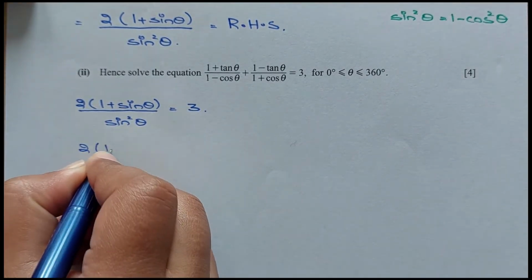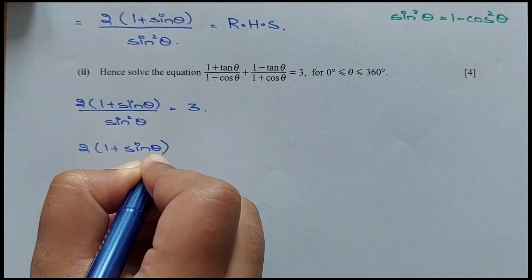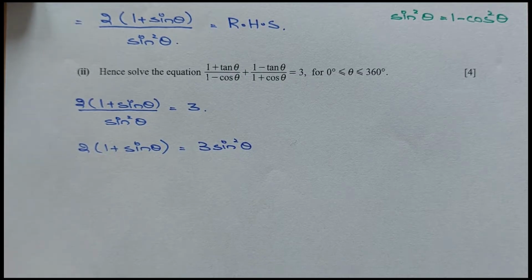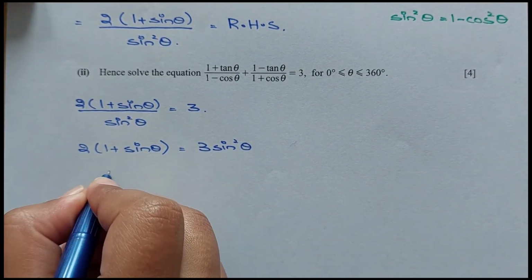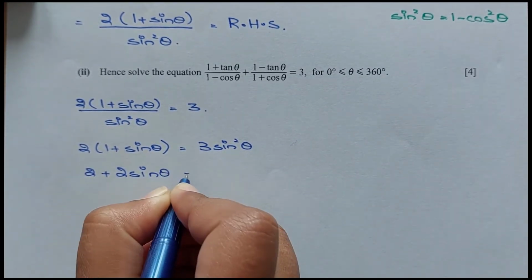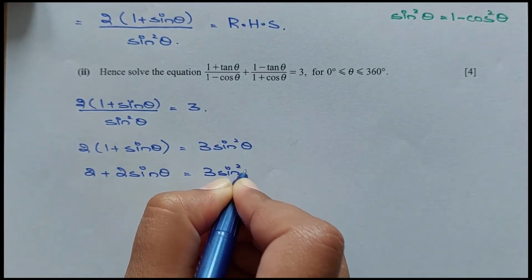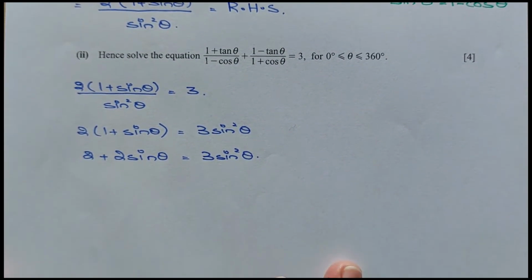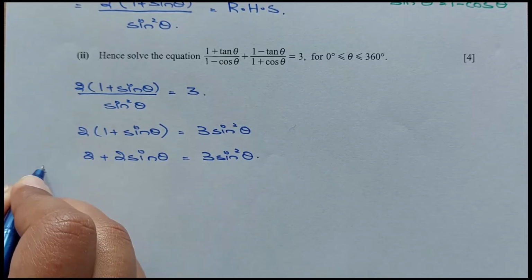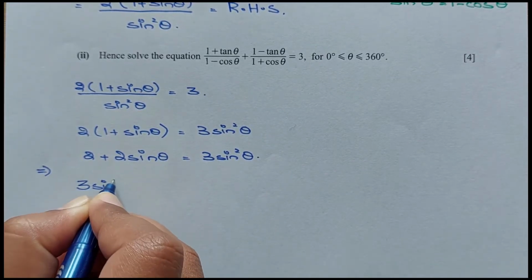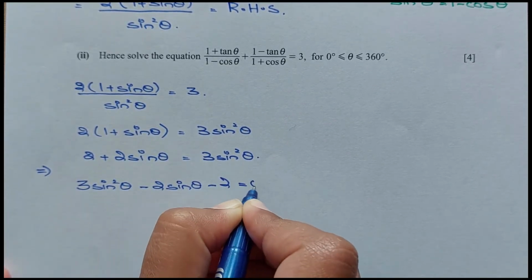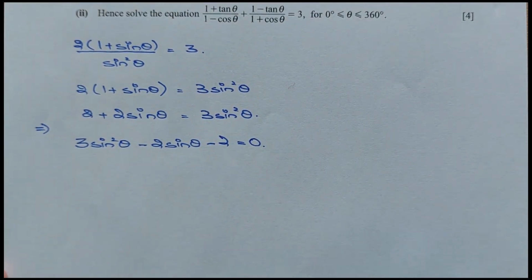So we have 2 into 1 plus sine theta is 3 sine square theta, right? And we have 2 plus 2 sine theta is 3 sine square theta, right? And it's a quadratic equation. Let me simplify, moving all the terms to the right side, or we can say that 3 sine square theta minus 2 sine theta minus 2 equals 0, right?